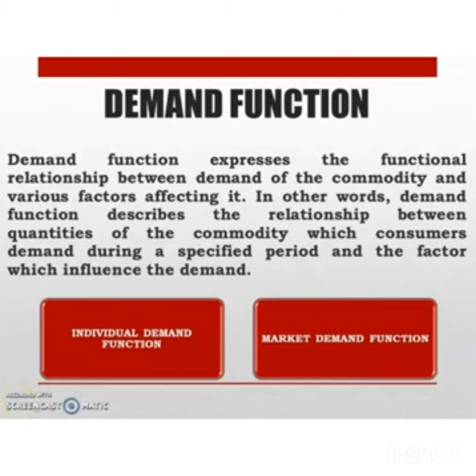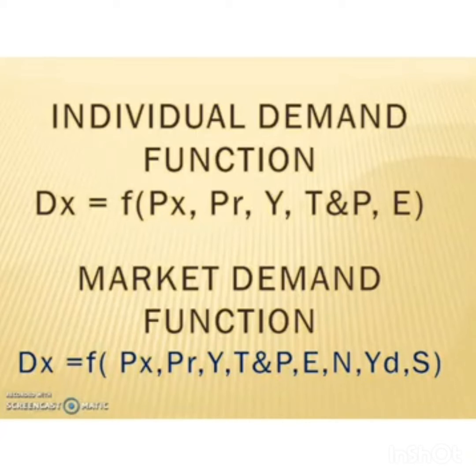Mathematically, this relation can be expressed. Individual demand function can be expressed by Dx = f(Px, Pr, Y, T&P, E). That is, demand is the function of price of the commodity, price of the related goods, income of the consumer, taste and preference of the consumer and expectation about future.